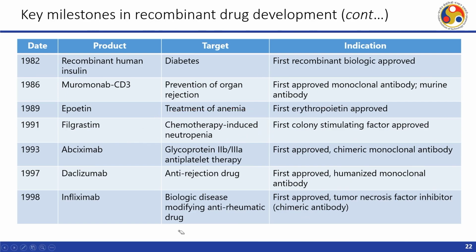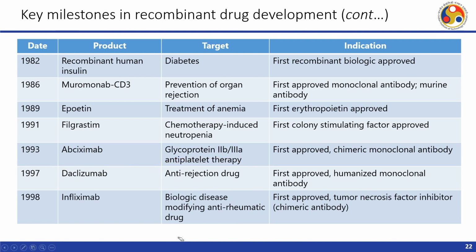Then we have abciximab, which is the first approved chimeric monoclonal antibody used against glycoprotein 2B 3A antiplatelet therapy. Then we have the daclizumab in 1997, which is the first approved humanized monoclonal antibody. So, this is a murine antibody and this is a humanized antibody. So, a lot of the sequences similar to human genetic sequences have been replaced over here. This is basically an anti-rejection drug.